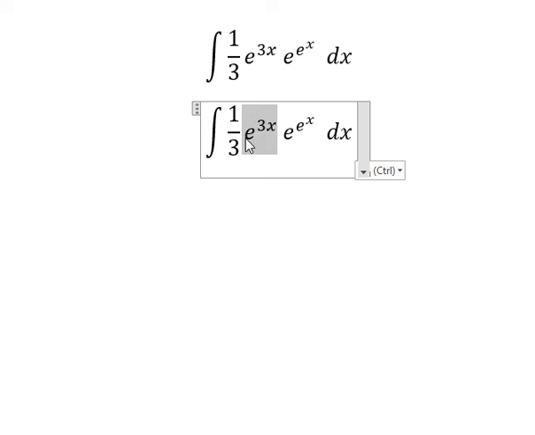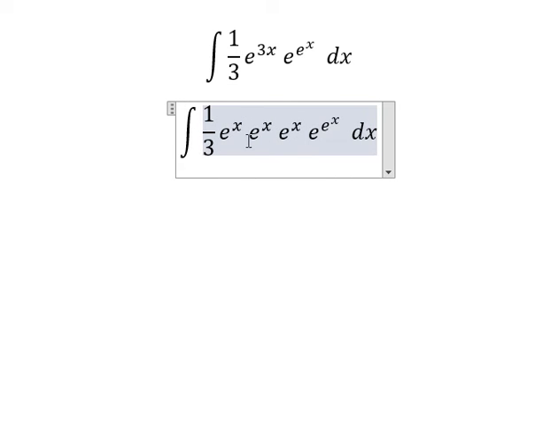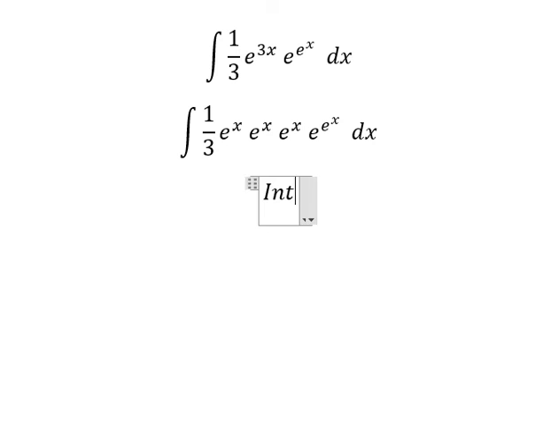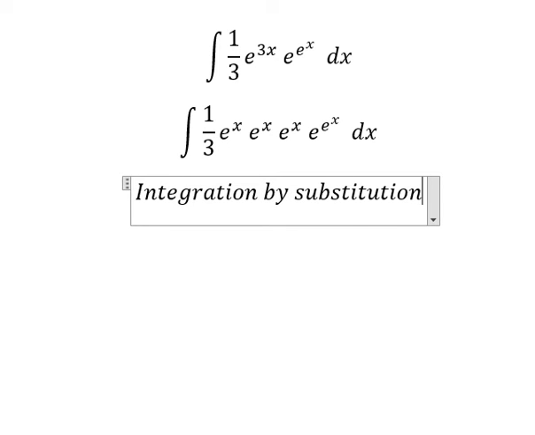This one, e to the power of 3x, I can put like this, because when we multiply together, you got this one. Next, we can use integration by substitution.